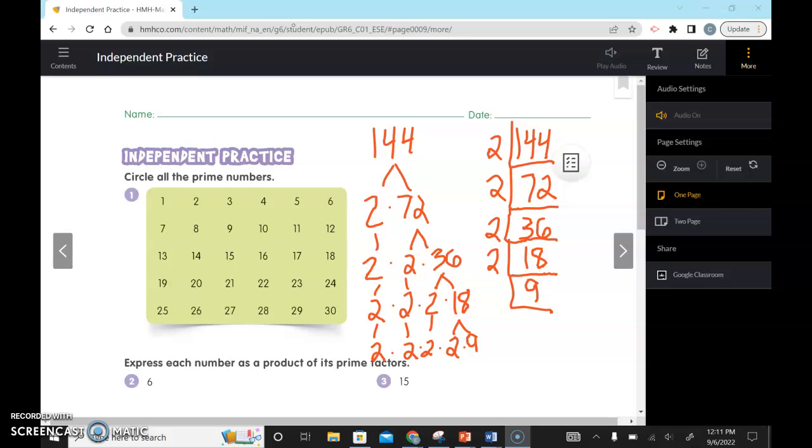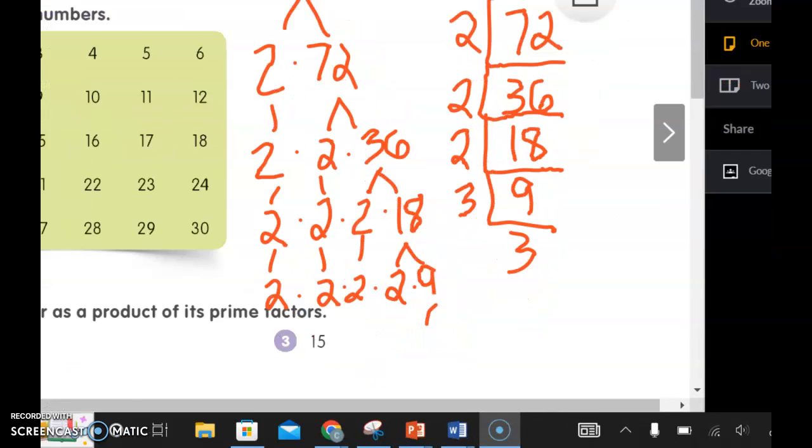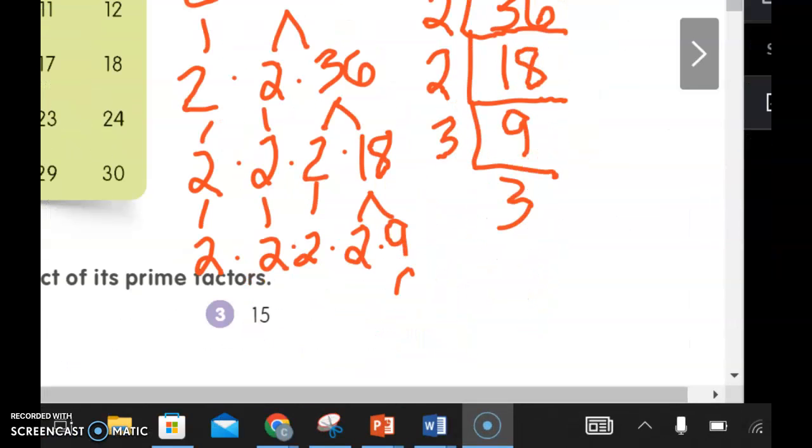Now we got to break down the number 9. 9 divided by 3 is 3. And whenever you come to the end here, and it's a prime number, those are all the prime factors of 144. We break down the 9 down here. And that's going to give me 3 times 3. So now we have 2 times 2 times 2 times 2 times 3 times 3.